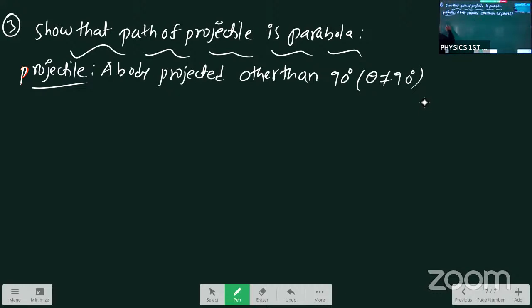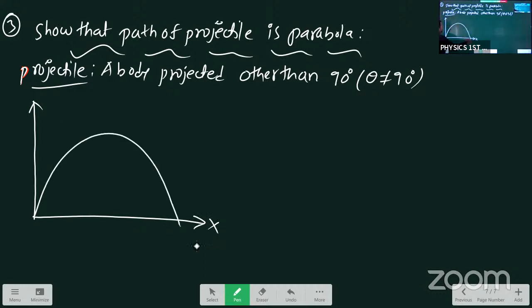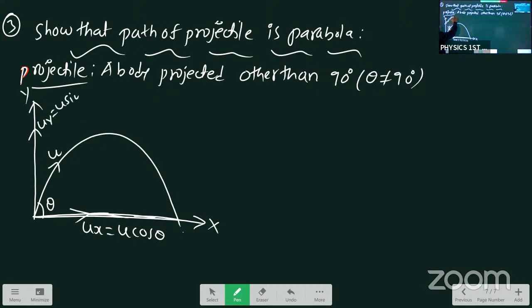For this one, a diagram. For example, take the initial velocity of a projectile u. U is the initial velocity of the projectile. It makes angle theta. X is the horizontal component, Y is the vertical component. U is divided into two components. In vector resolution, the X component is u cos theta, and the Y component is u sin theta. Uy equals u sin theta.